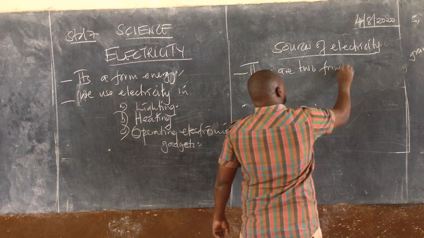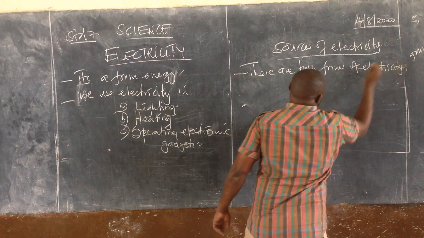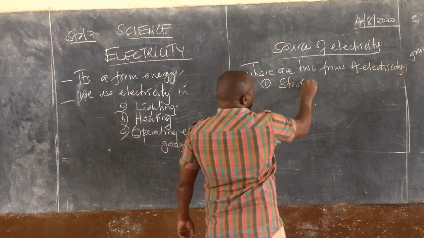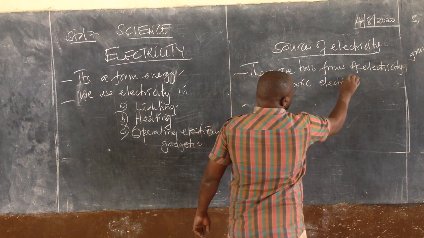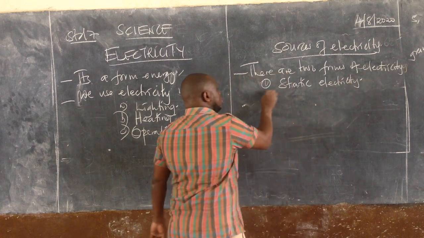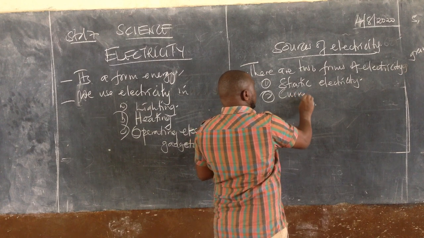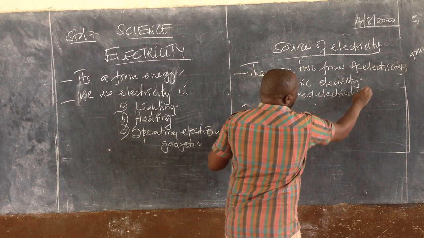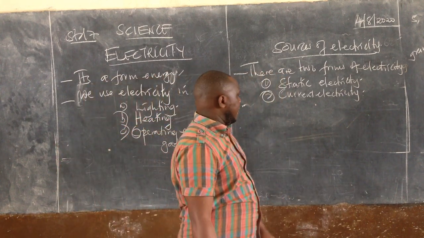There are two forms of electricity. Number one form of electricity is what we call static electricity. And then number two, we have what we call current electricity. So we are going to have the two, static electricity and current electricity.